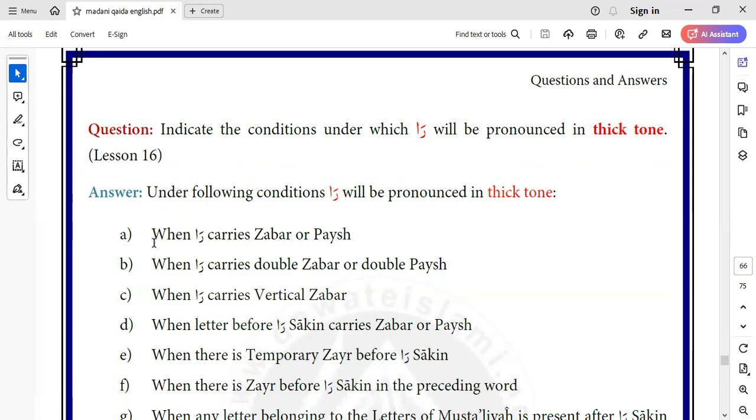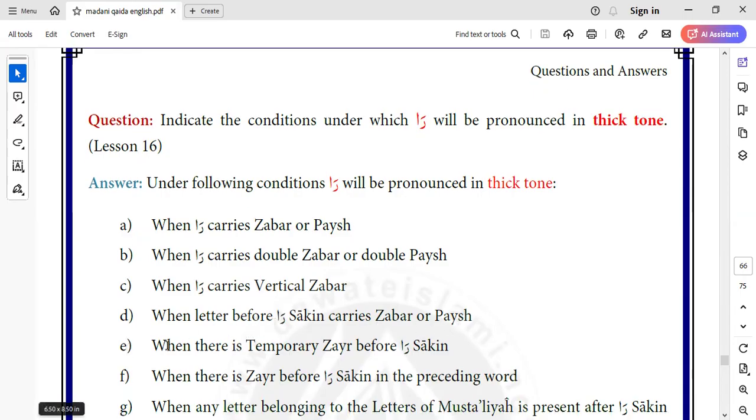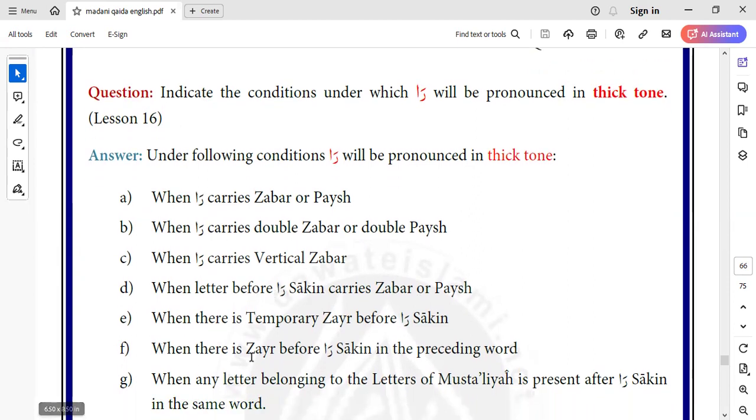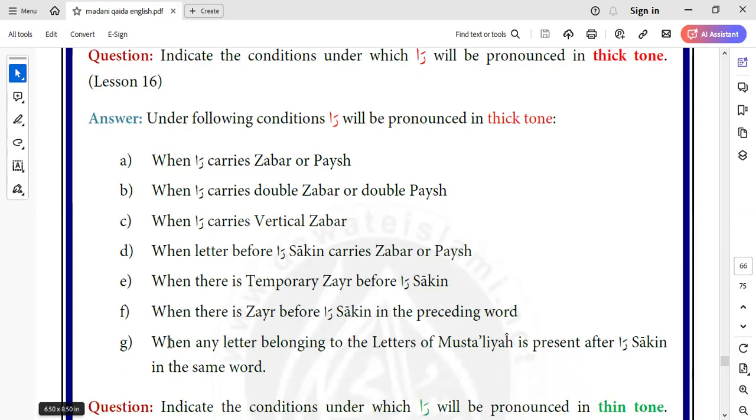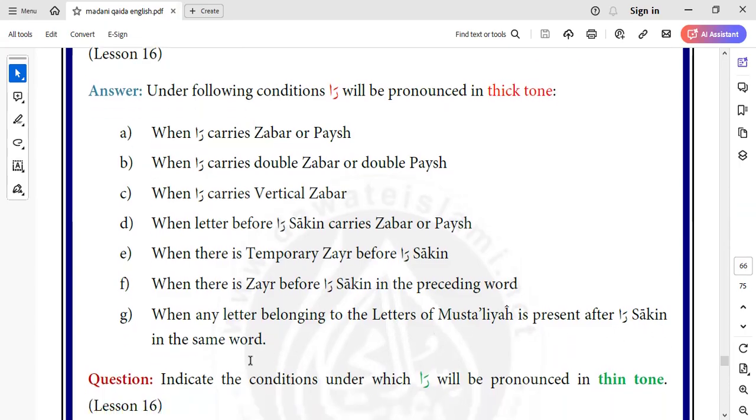A. When ra carries zabar or pesh. B. When ra carries double zabar or double pesh. C. When ra carries vertical zabar. D. When the letter before ra sakin carries zabar or pesh. E. When there is a temporary zabar before ra sakin. F. When there is zir before ra sakin in the preceding word. G. When any letter belonging to the letters of mustaliya is present after ra sakin in the same word.